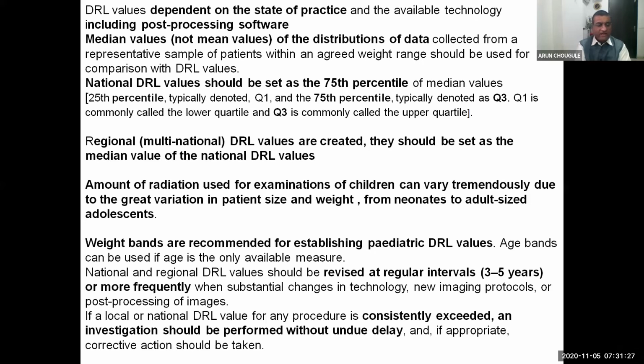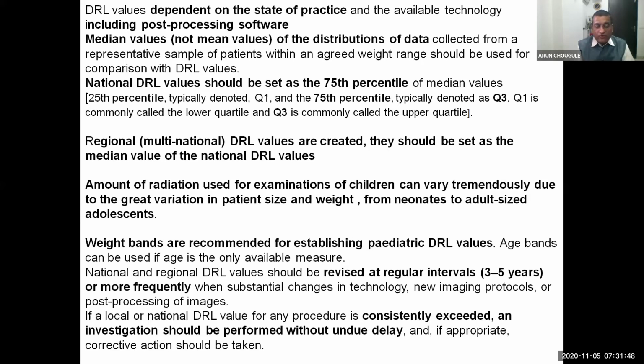They should be set as a median value of the national DRL values, and this has been done for the European Union, because many countries in Europe have found their own DRL for every country. They can be used for a regional, and they have been used for regional multinational DRL values.